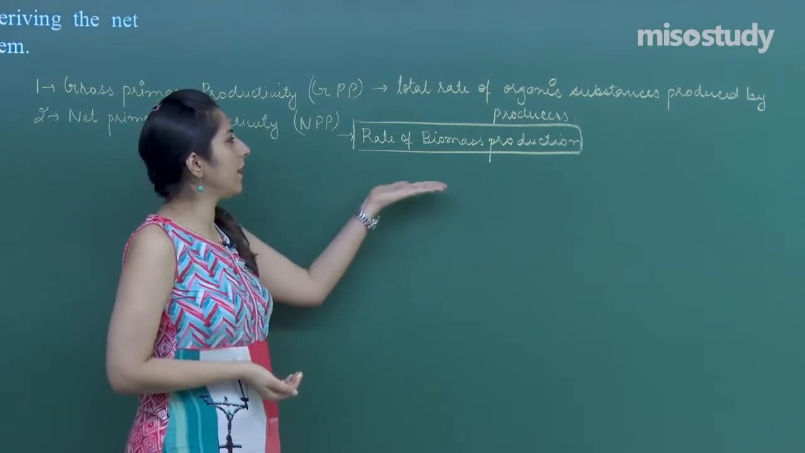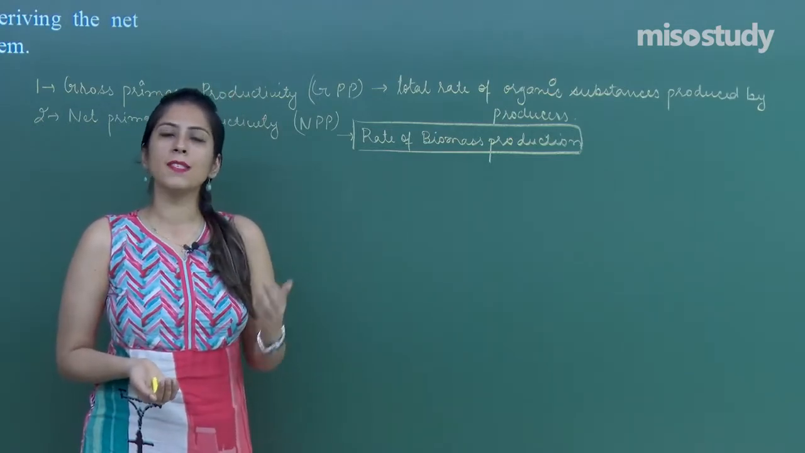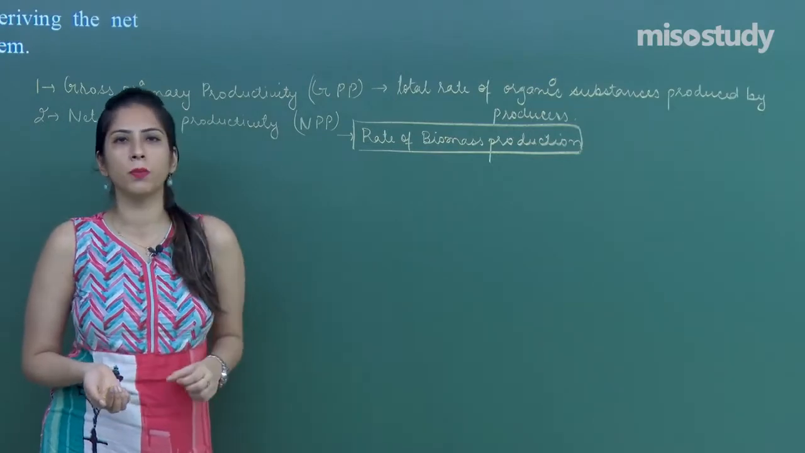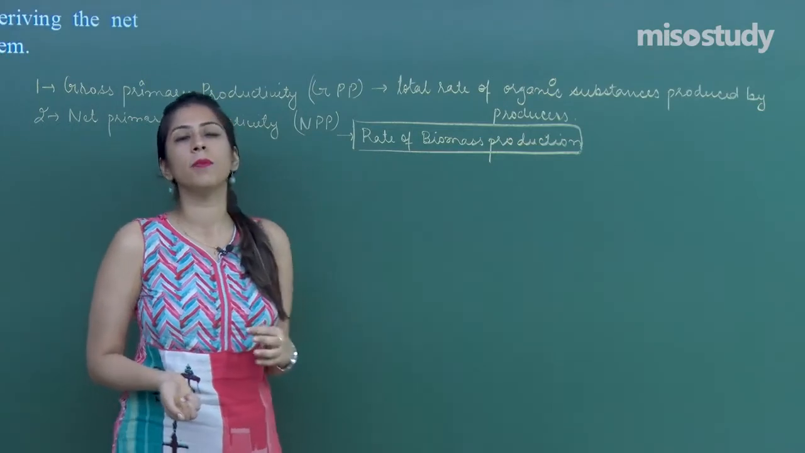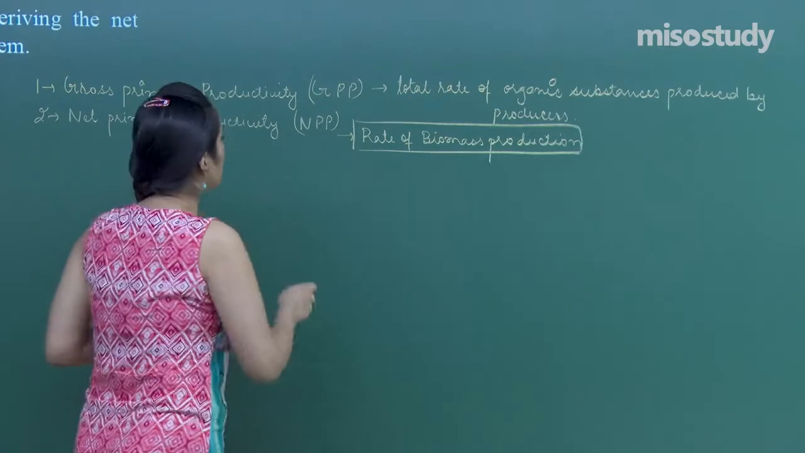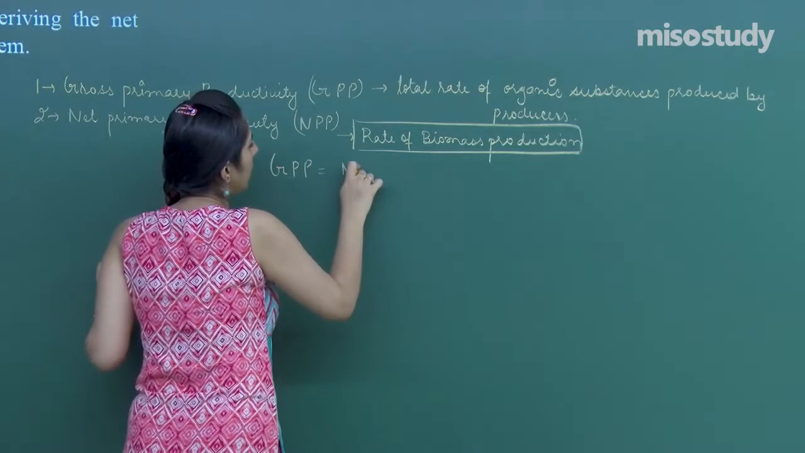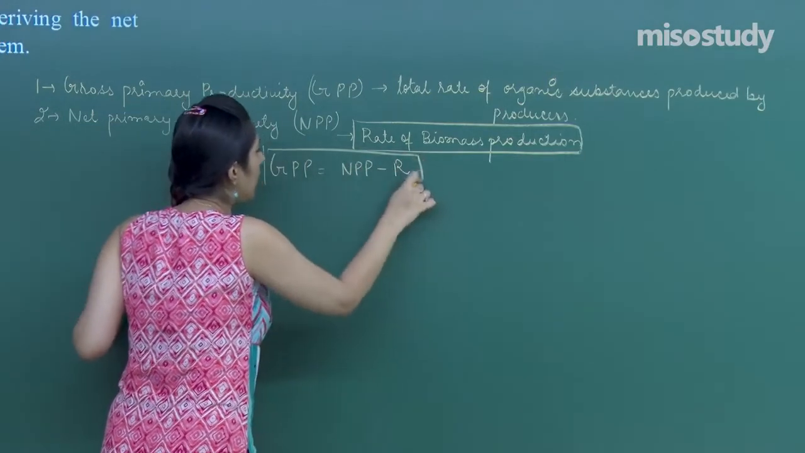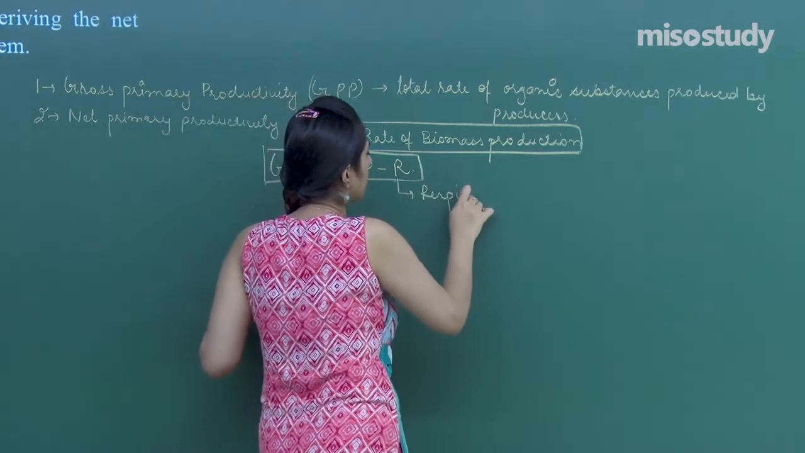Some of those organic substances will be helpful in biomass production, whereas some energy will be dissipated because of the respiration process. Because biomass production also needs energy, and that energy will be lost with the help of respiration. So, if we have to derive a relationship, GPP is equal to NPP, that is net primary productivity, minus R. Now, what is R over here? We have discussed in the session that it is called respiratory loss.